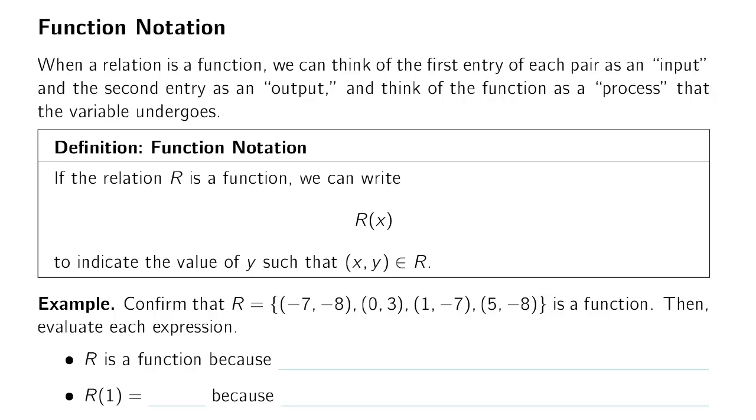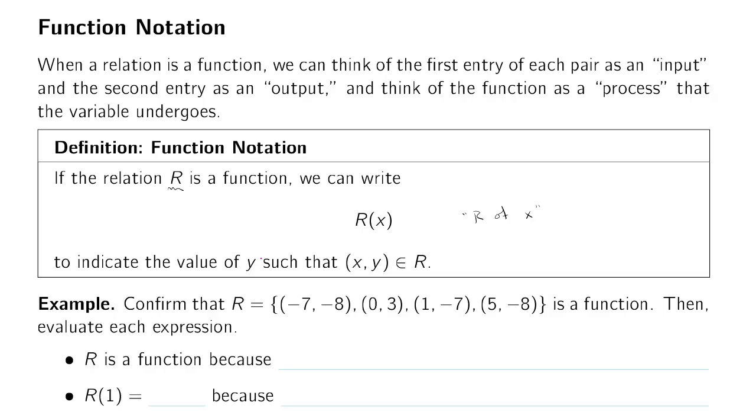Well, if we have a relation like that, if we have a function, we can think of the function as representing some rule that takes an input from a domain and gives us an output from the range. We can think of the function as some sort of a process that our variable value undergoes. And we can write, where R is a function, this notation R(x), which we read "R of x," to indicate the value of y such that the pair (x, y) is in the relation R.